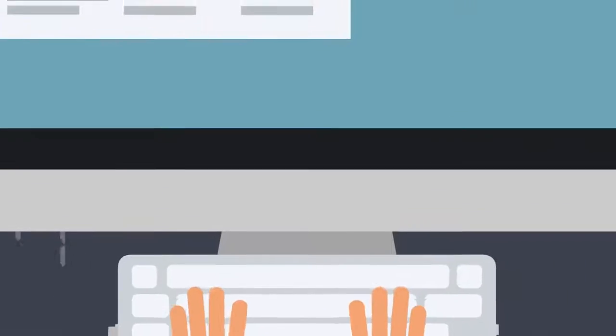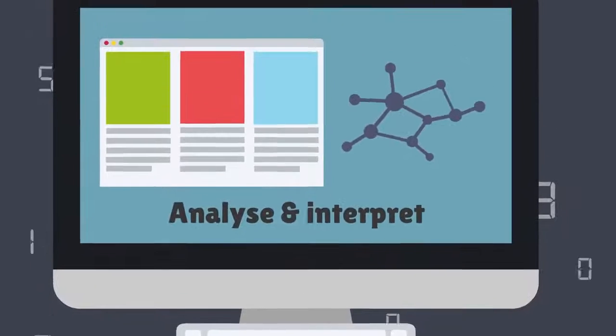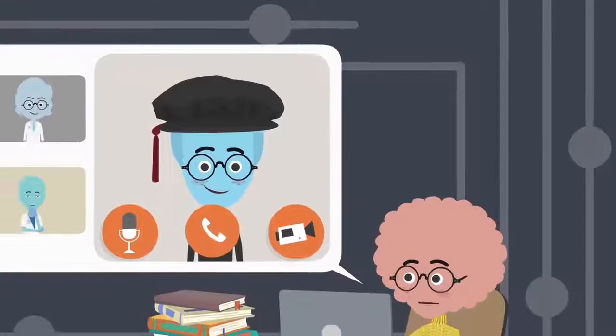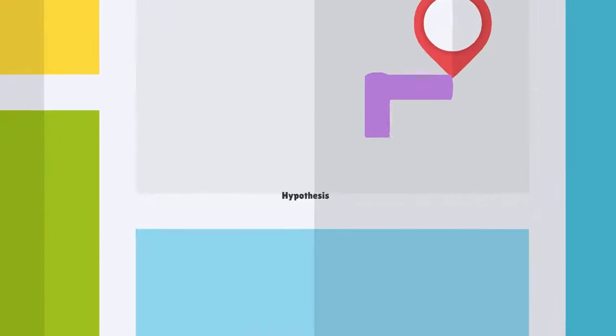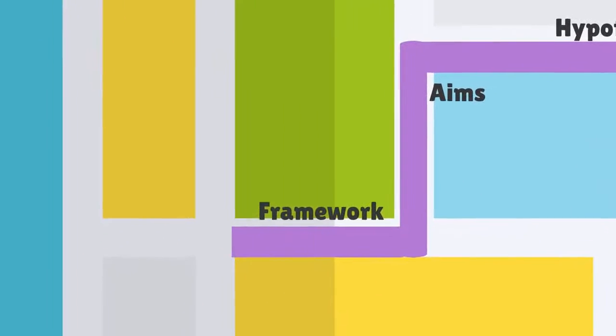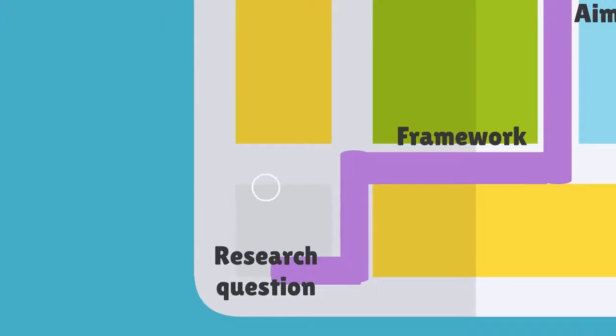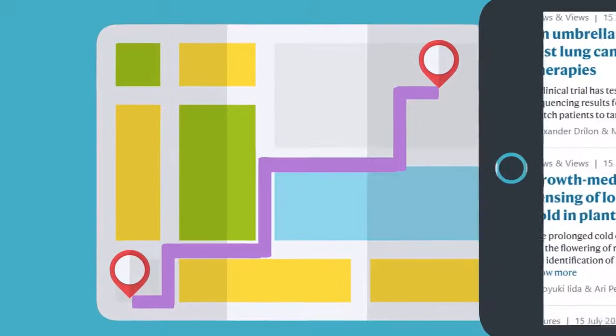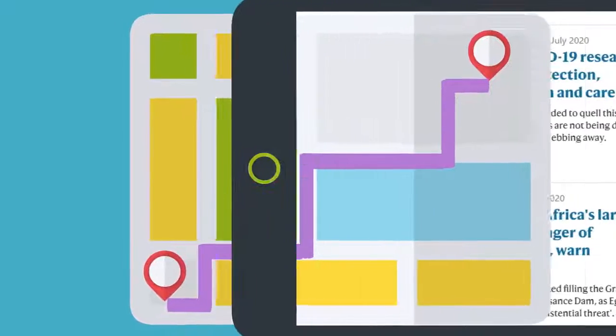Once you have all your data, you analyze and interpret your findings to identify themes or patterns. Discuss the findings and draw conclusions by evaluating your original hypotheses, aims, framework, and the research questions, with reference to the evidence in the published literature.